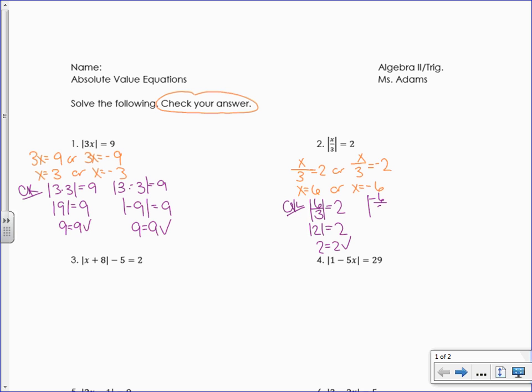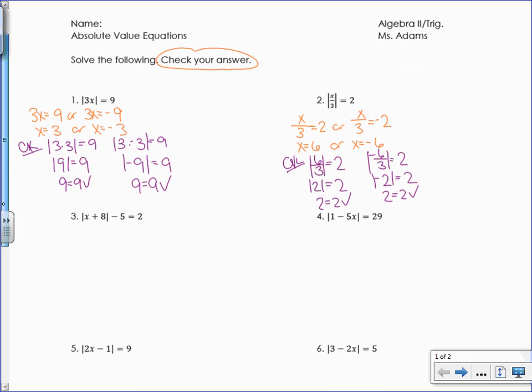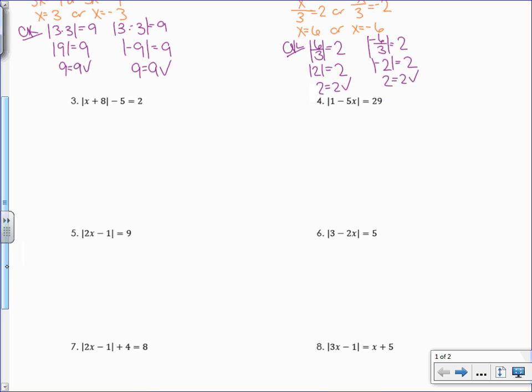Check the other one. Negative 6 divided by 3 is negative 2, and then you get 2 equals 2. That checks. Woohoo! Those are pretty wimpy. On to the more complicated.